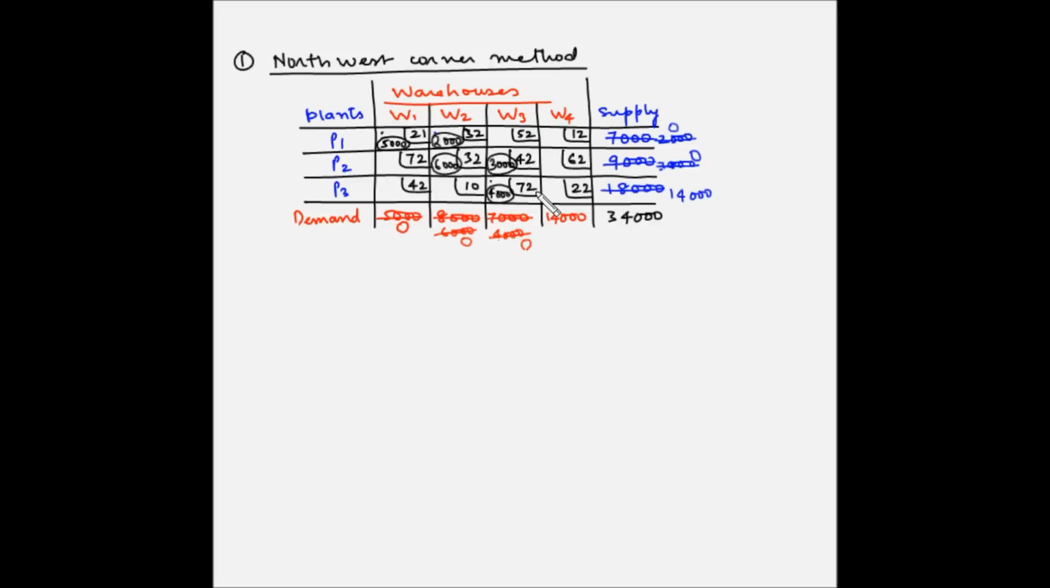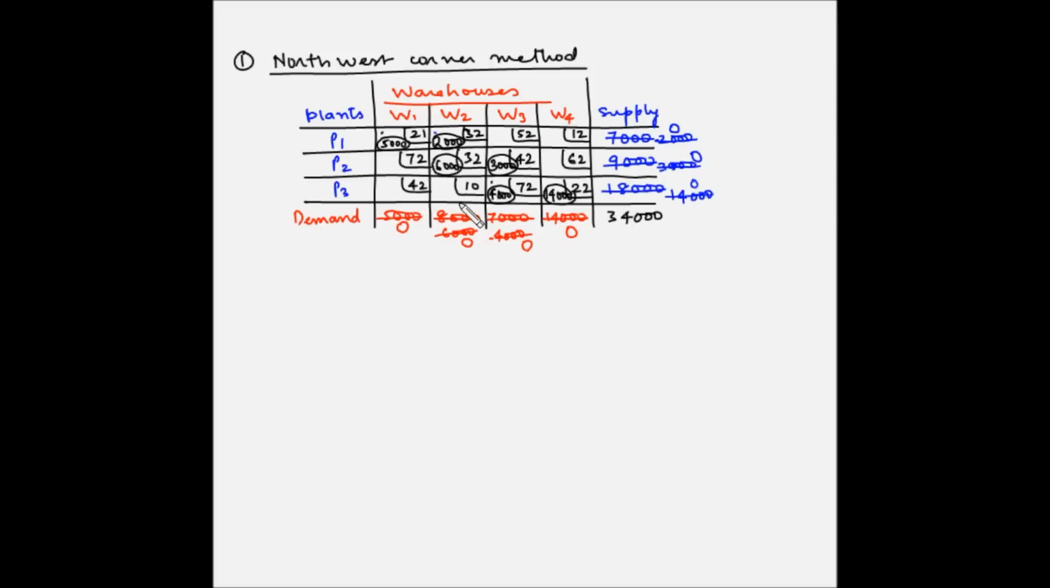So we'll move to the square to the right side of P3 W3, which is P3 W4. Now let's evaluate the supply and demand situation for this square. So P3 has a supply availability of 14,000 units, while W4 has a demand of 14,000 units as well. So we can allocate 14,000 units to this square. So with this allocation, the demand remaining at W4 is zero, while the supply availability at P3 also becomes zero. So this is the initial basic feasible solution that we have obtained using the northwest corner method.